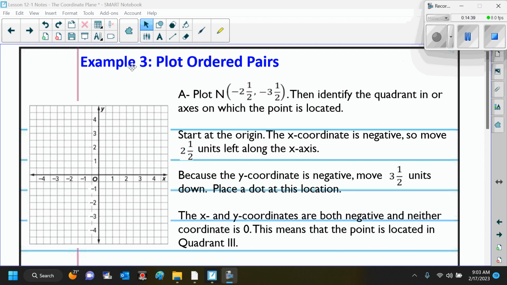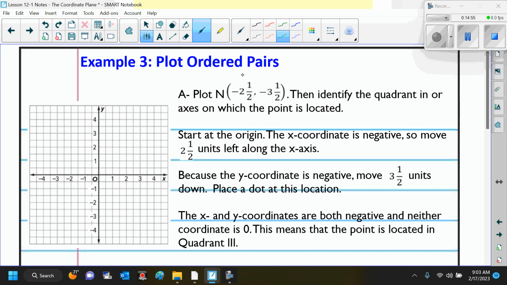So example 3 is plot ordered pairs. Now when we say plot ordered pairs, we mean that we're going to put a point on the coordinate plane. Okay? So we want to plot point N, which is -2.5, -3.5. Now remember, they are in the order x, y. Okay? And then we want to identify its location. So we want to start at the origin, which is 0, 0. Remember, that was the one that looks like an owl.